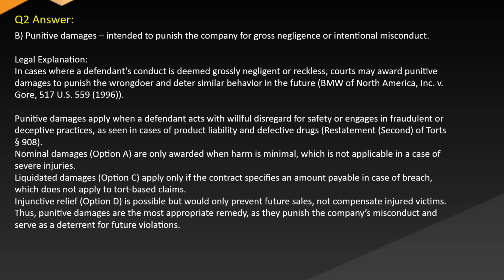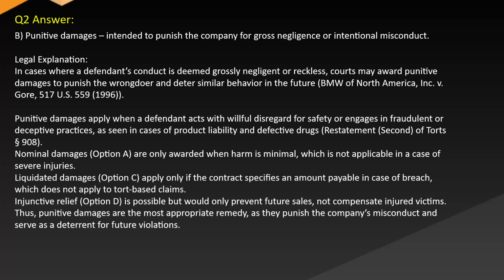Punitive damages apply when the defendant acts with willful disregard for safety or engages in fraudulent or deceptive practices, as seen in cases of product liability and defective drugs. Restatement Second of Torts § 908. Nominal damages, option A, are only awarded when harm is minimal, which is not applicable in the case of severe injuries. Liquidated damages, C, apply only if the contract specifies an amount payable in case of breach, which does not apply to tort-based claims. Injunctive relief, option D, is possible but would only prevent future sales, not compensate injured victims.